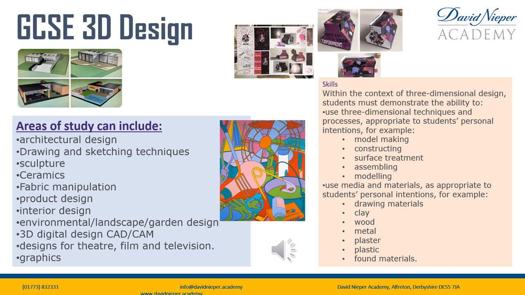The skills that you can see here within the context of 3D design, students must be able to demonstrate the ability to use three-dimensional techniques and processes appropriate to students' personal intentions, so the things that they want to develop and make. So this can include things like model making, constructing, surface treatment of materials and media, assembling items and modelling. Using media and materials as appropriate to students' personal intentions, for example, that can be drawing materials, could be clay, wood, plastic, plaster and other materials that we use within the academy.